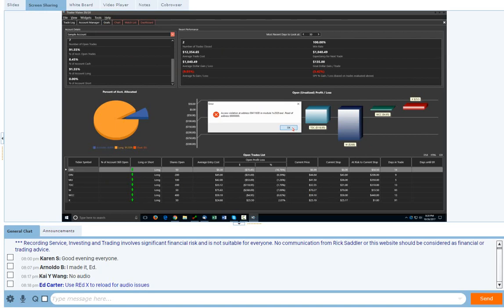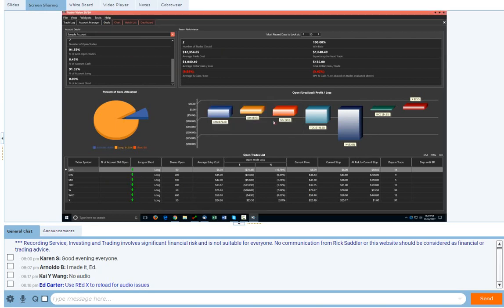We've got an access violation here. That's just par for the course with beta testing software. And I apologize about that, but it is what it is.